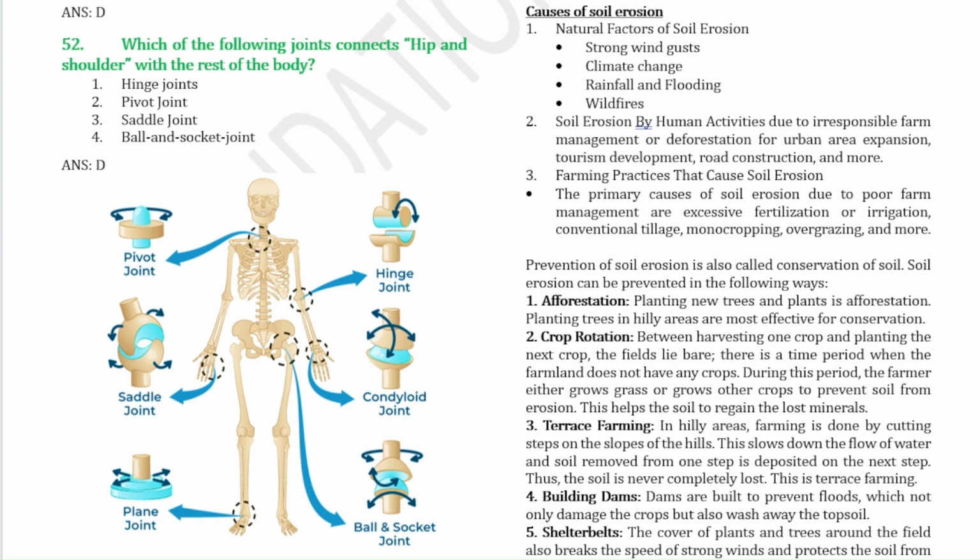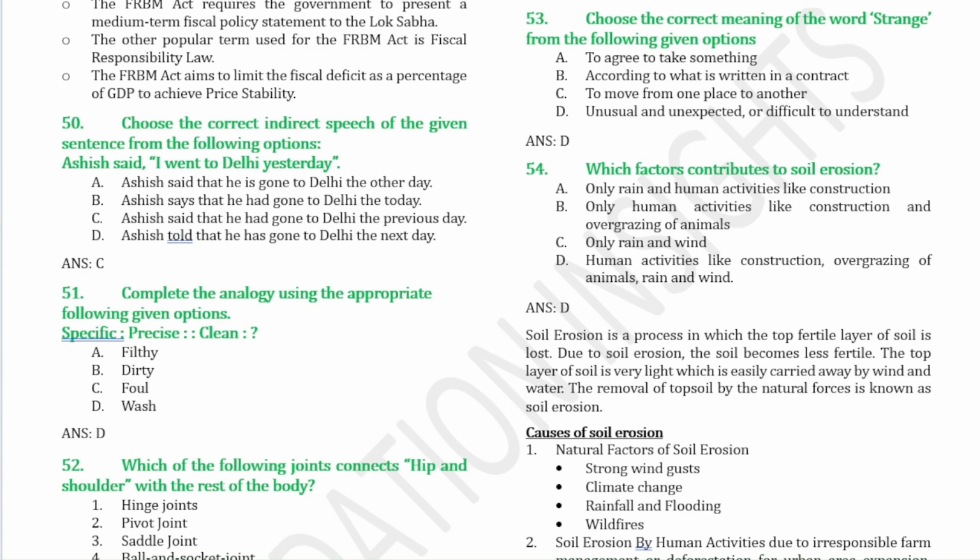So if you see the correct figure here, ball and socket joint, it connects the hip and shoulder with the rest of the body. So picture speaks louder than words sometimes, so you can go to this image, so it will help you clearly understand the different type of joints and which part of the body it connects. Question number 53. Choose the correct meaning of the word strange. So it will be unusual and unexpected or difficult to understand.